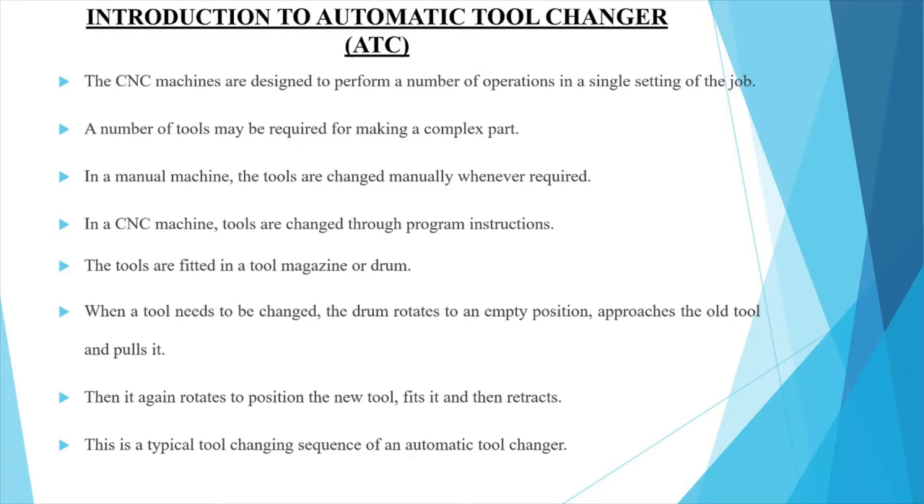When a tool needs to be changed, the drum rotates to an empty position, approaches the old tool and pulls it. Then it again rotates to position the new tool, fits it and then retracts. This is a typical tool changing sequence of an automatic tool changer. Now, next we see the types of ATC.